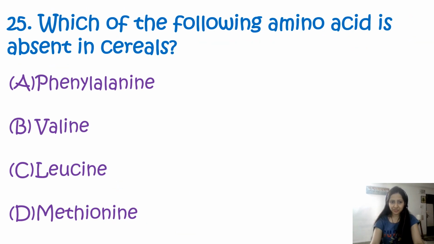Question number 25. Which of the following amino acids is absent in cereals? Options are phenylalanine, valine, leucine or methionine. Do comment down the correct option for this question in the comment box. With this we have also completed 25 questions, a few important questions for the entrance examination.